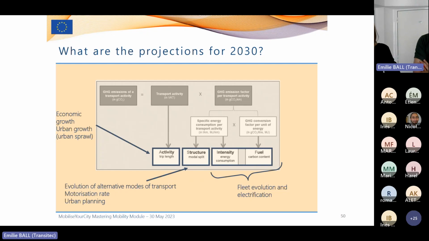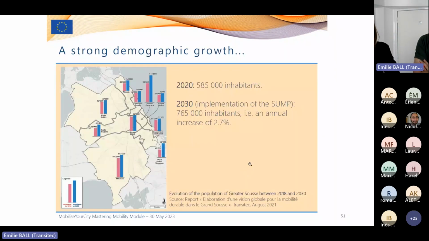If you have better motorization, vehicles that consume less fuel, you will also have an impact on greenhouse gases emissions. So once we had all those parameters, here is the illustration of the demographic growth in Greater Sousse. As you can see, it's expected to increase and reach almost 800,000 inhabitants by 2030, which is the year in which the SUMP is expected to be implemented.